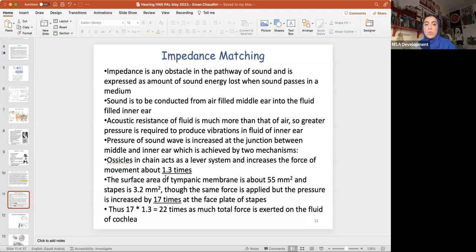And more than that, the surface area of the tympanic membrane is greater than the stapes in the oval window. Although the same force is applied, the pressure is increased by 17 times at the face plate of the stapes. So the pressure is increasing as you go in. And again, like I said to you guys, you don't really need to remember anything about numbers, but this is just for you to understand that there are pressure changes from air to fluid, and the ossicles are what are responsible for impedance matching. So instead of there being impedance, it's basically matching what is coming from the air to the fluid, okay?